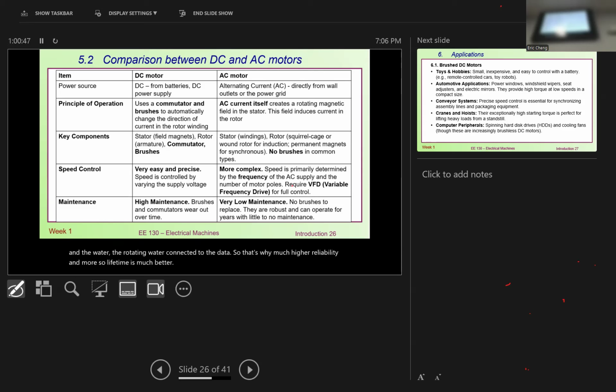However, the speed control is more complicated. Later on, you will learn this in this course. This is the major development here: how we make the control, how we control the speed, how we control the torque.